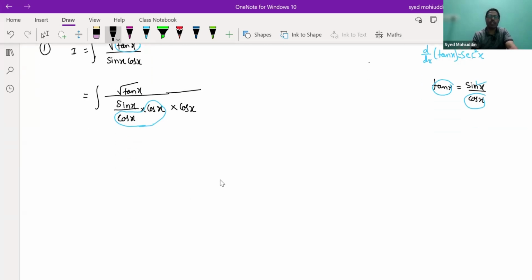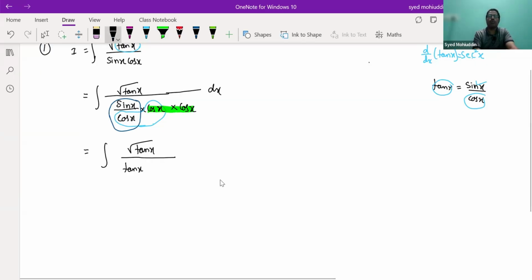So let us rewrite this one. The integral of root of tan of x as it is, divided by, now if I group this value over here, sin x by cos x, this sin x by cos x will give us tan. So I can write that as tan of x. Whereas the other values over here, cos x into cos x, you can group these two. When you group cos x into cos x, you'll get cos square of x, into dx here.